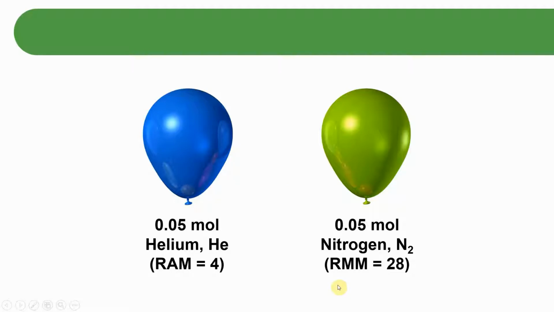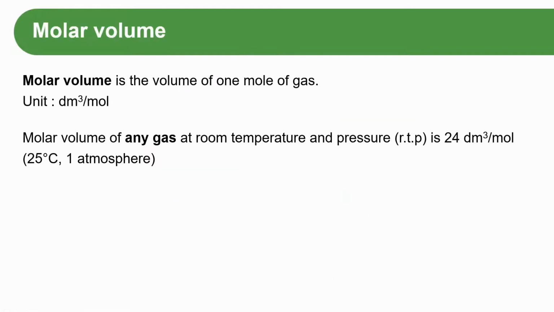This brings us to a new concept we call molar volume. Molar volume is a volume of 1 mole of gas. So that means regardless of what type of gas, 1 mole of gas will occupy a certain volume. And this volume is determined by temperature and pressure. In chemistry, we have this term room temperature and pressure, short form RTP, which refers to 25 degrees Celsius at 1 atmosphere. And at this condition, every mole of gas will occupy 24 dm cubed.